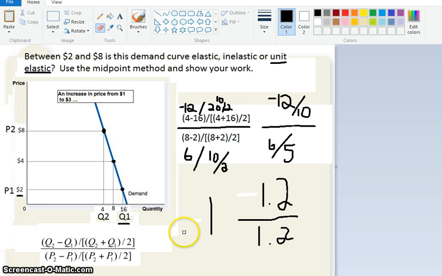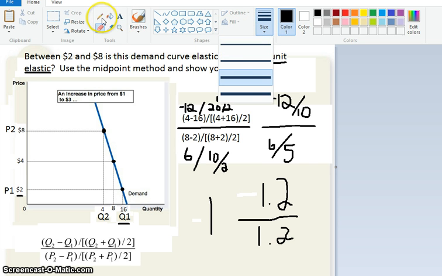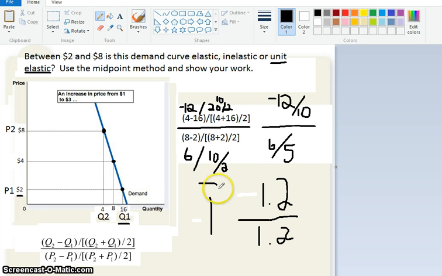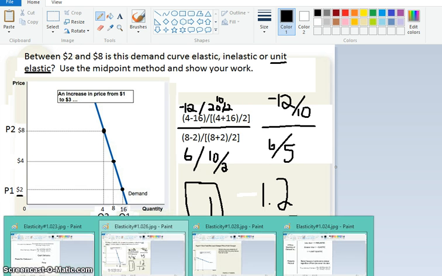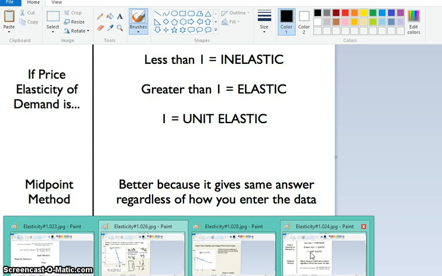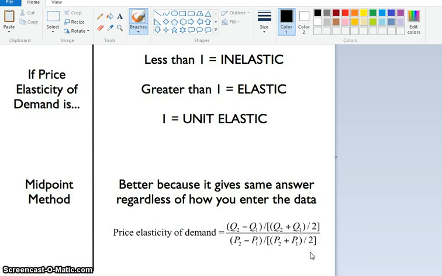You're always going to use the absolute value, because this is how we know that this curve is in fact unit elastic, because I'm going to show you the rules right now. So when you do this whole calculation, I want you to write this down here on your slideshow sheet.